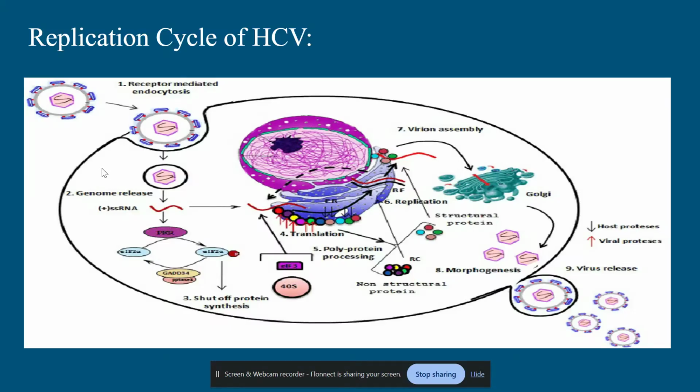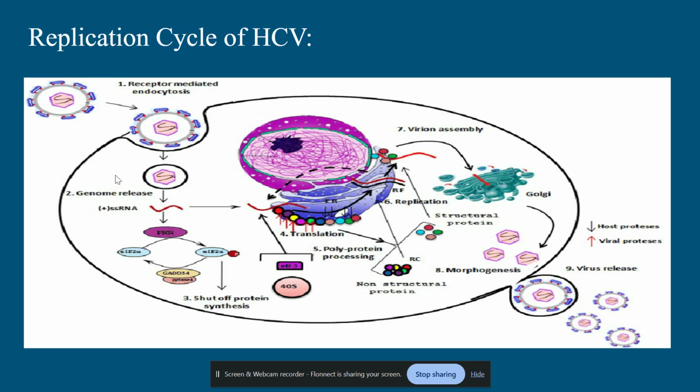Now we will move on to the replication cycle, just to understand the basic mechanism of the drug. First, the virus enters through attachment and entry, entering the cell through receptor-mediated endocytosis, and then uncoating occurs. Viral RNA is released into the cytoplasm, and the RNA is translated into a single polyprotein, then cleaved into structural and non-structural proteins. The non-structural proteins include NS3, NS5A, and NS5B.